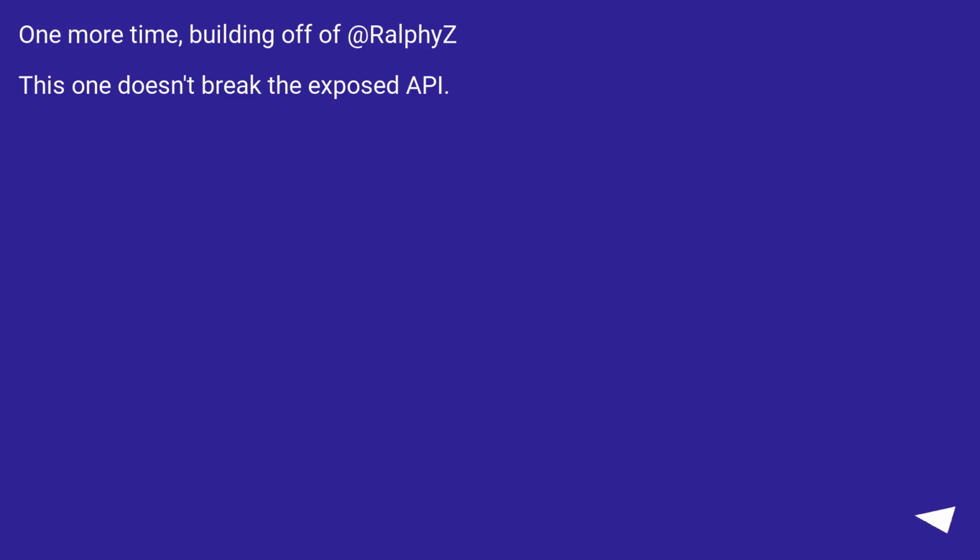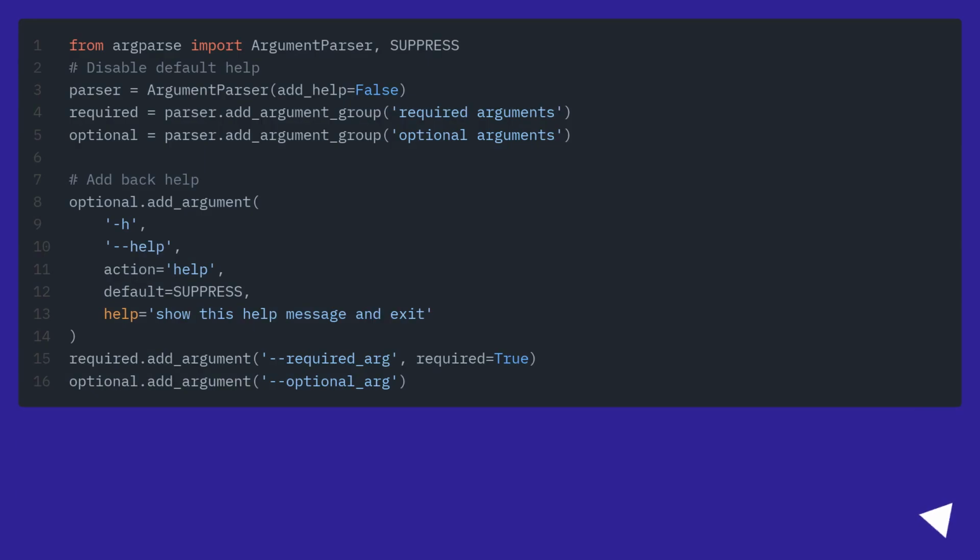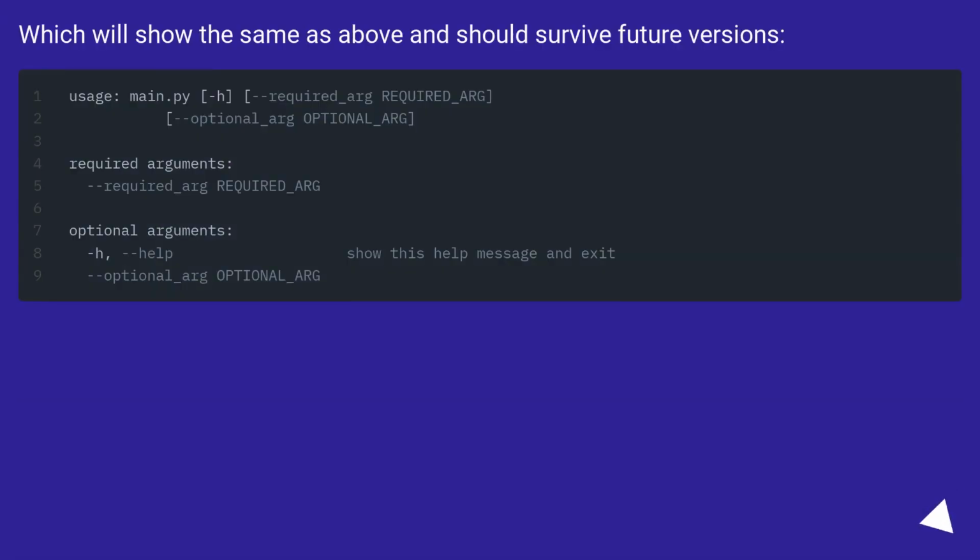One more time, building off of it, Ralphize. This one doesn't break the exposed API. Which will show the same as above and should survive future versions.